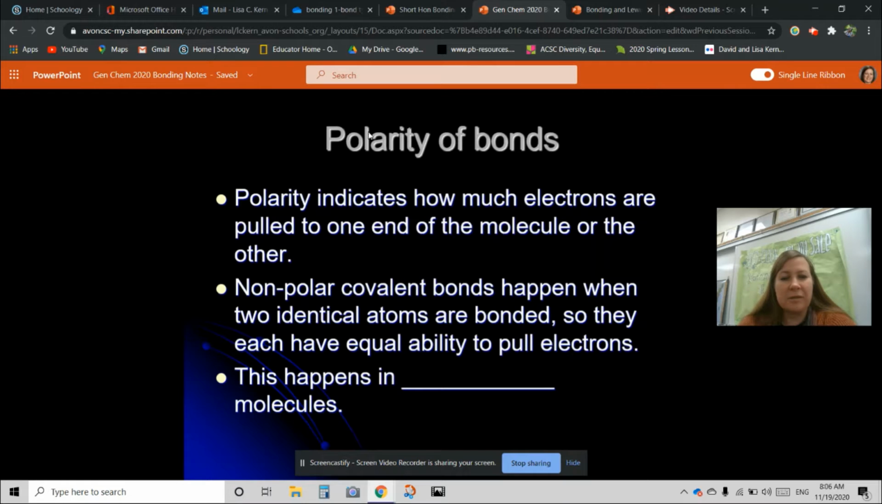We have not learned to name compounds, so we'll skip that slide. Oops. Polarity of bonds. Polarity indicates how much electrons are pulled to one end of the molecule or the other. In nonpolar covalent bonds, two identical atoms are bonded, so they each have equal ability to pull those electrons. Every atom has a different strength at pulling electrons toward itself in a bond. So this would happen in diatomic molecules. All those gen and ene elements that are diatomic, they're going to share their electrons equally because one oxygen atom and another oxygen atom have equal strength at pulling electrons toward themselves.